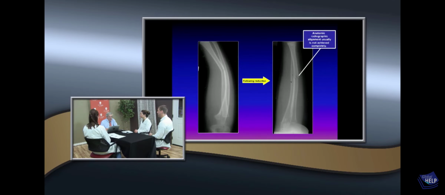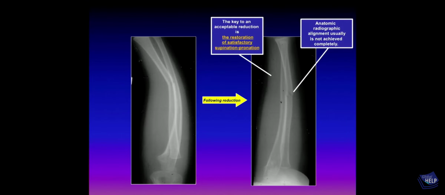Well, the anatomic is not completely achieved, but you've got satisfactory restoration of the supination rotation. That's the important thing that you need to do, that you've really reestablished that. And once you've got that, even though it's still a little bit crooked, that's what the patient's going to complain about, because on this view here, this patient's not going to have much of a cosmetic difficulty, but you do want to reestablish the rotational component.